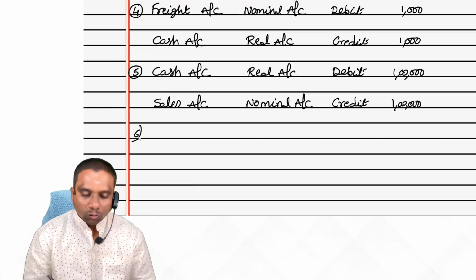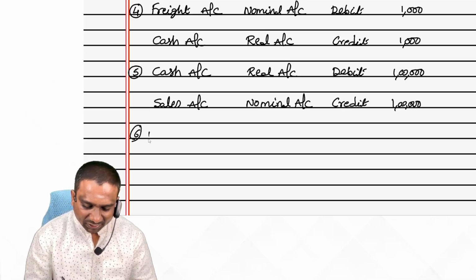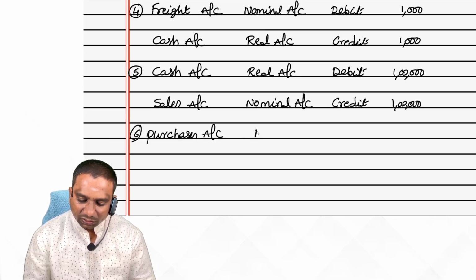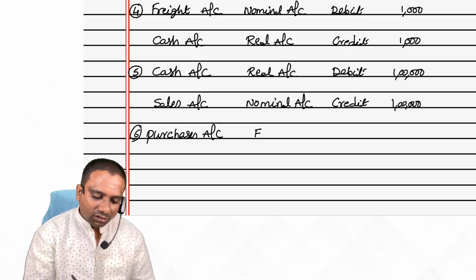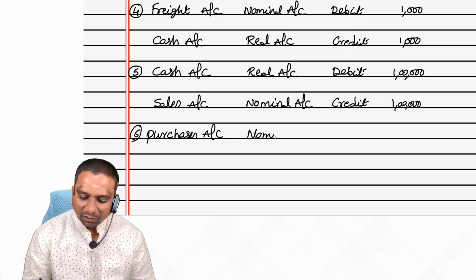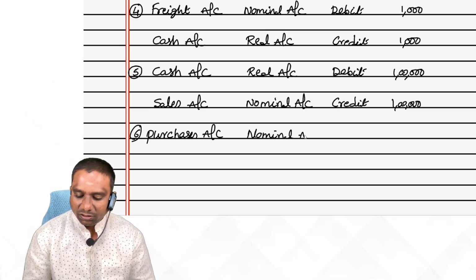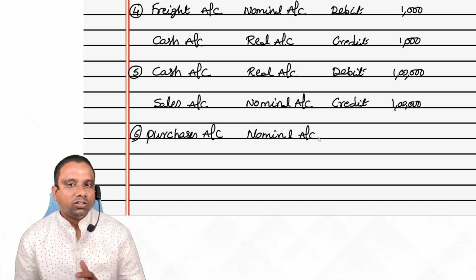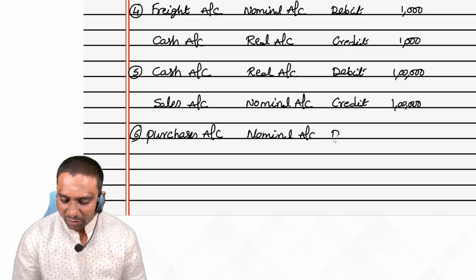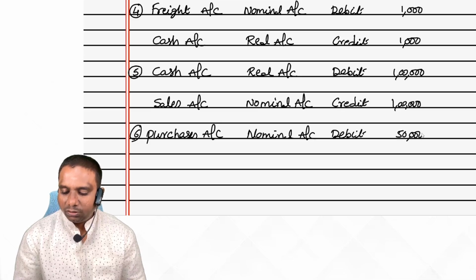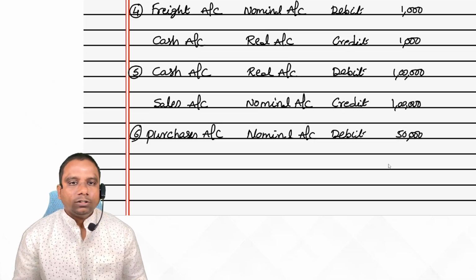One. What is the receiving aspect? Tell me. Purchases. So purchases account is an expense account. Expense comes under nominal account. Yes or no, students? Nominal account rule: debit expenses and losses, credit incomes and gains. So accordingly, debit. How much amount? 50,000.